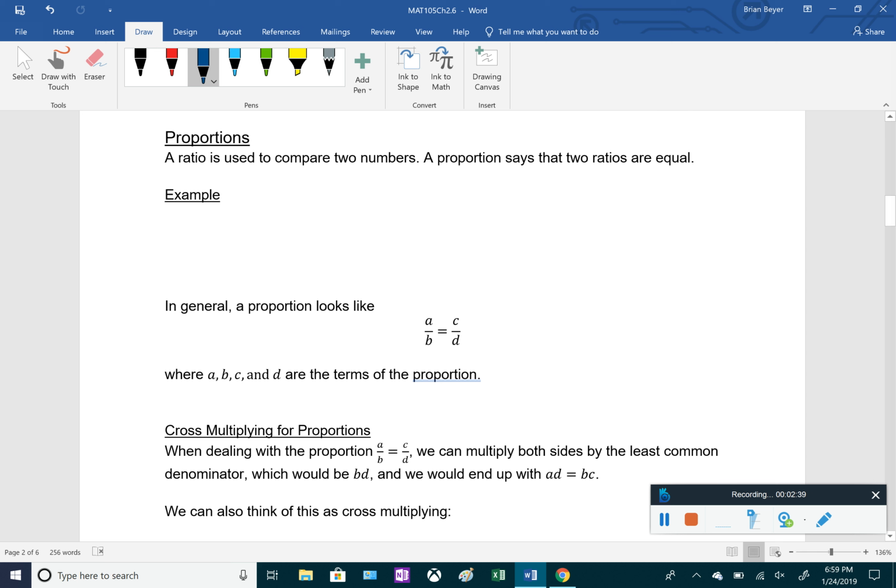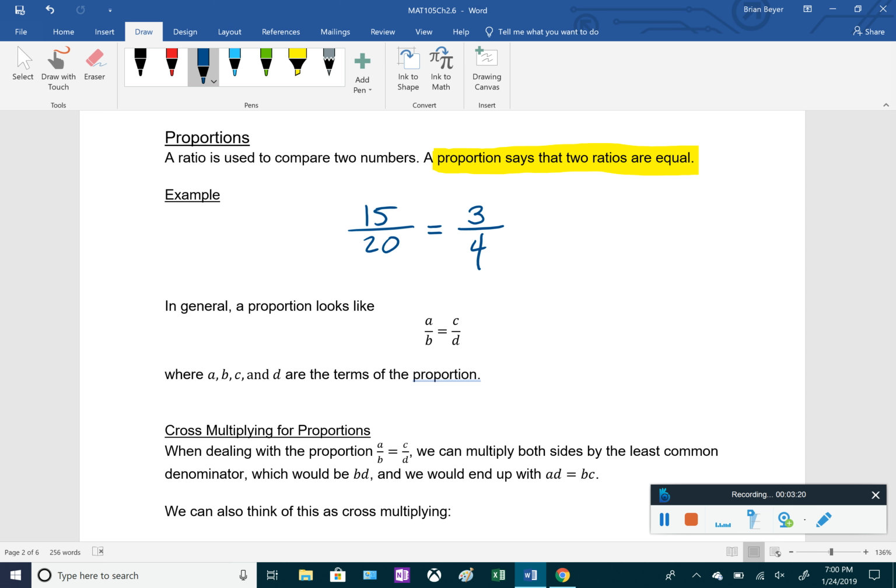So next, for proportions, getting a little bit more complicated. We know that a ratio is used to compare two numbers. A proportion is going to say that two ratios are equal. So we're going to have one ratio equals another ratio. That is a proportion. For example, let's say we had 15 over 20. That's a ratio, right? We know that this is equal to 3 over 4 because we can simplify it. So now this is a proportion. We have a ratio equals another ratio.